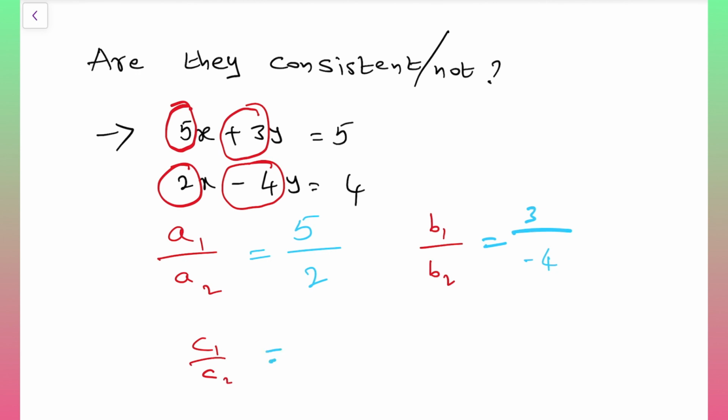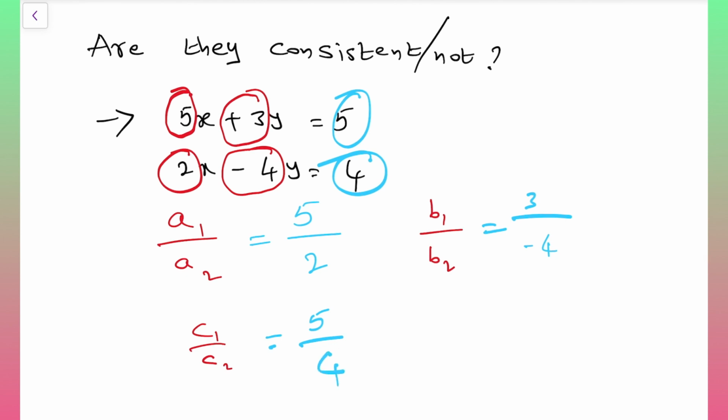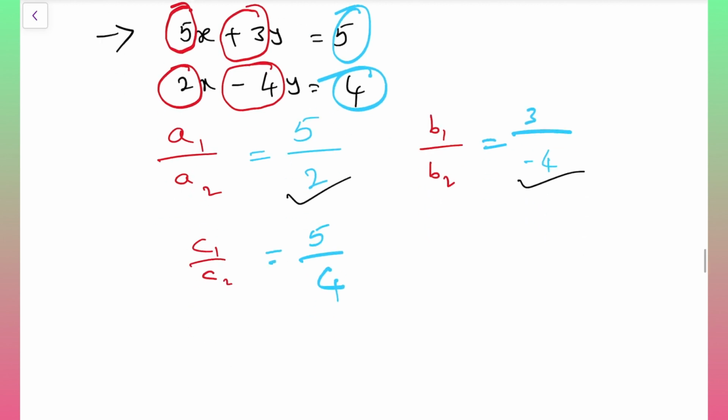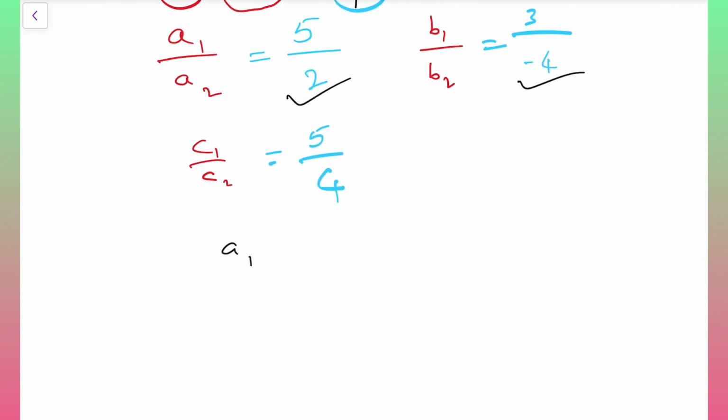In the first equation, the constant is 5, and in the second equation the constant is 4, so C1 by C2 is 5 by 4. Now first compare the A1 by A2 value and B1 by B2 value. Here A1 by A2 is 5 by 2 and B1 by B2 is 3 by minus 4. Easily we can say that both are not at all the same. So A1 by A2 is not equal to B1 by B2.